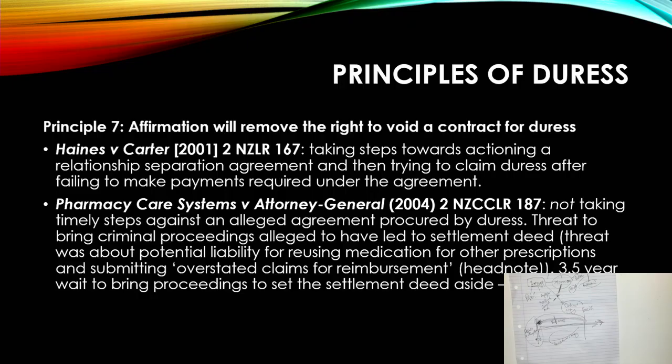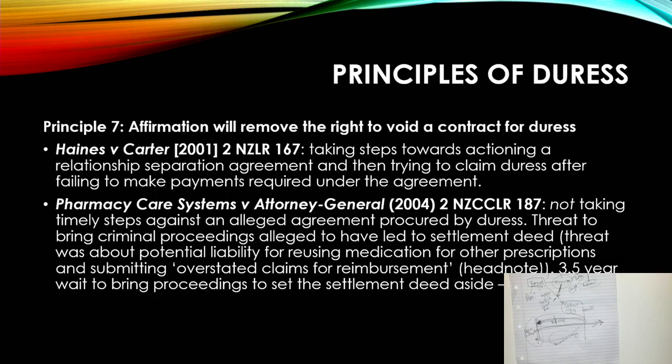So a couple of examples. Haynes and Carter involved a relationship separation agreement. A couple separated and they had a settlement agreement about who got what. And one party started acting under that agreement, took steps under the agreement as required, and then later tried to claim duress. And the court said, so they failed to make payments, and the court said that's you saying you want to go ahead with the contract, right? You've moved ahead under the contract, and you've made a decision to do that. Now that may well be different if the duress was ongoing.